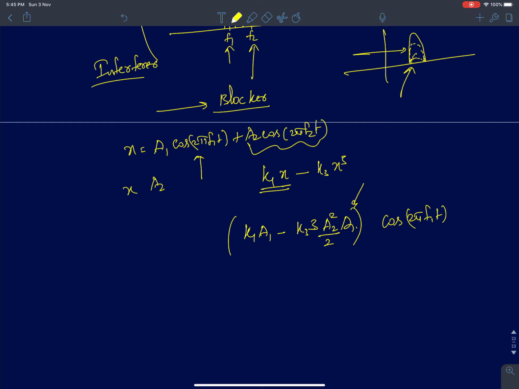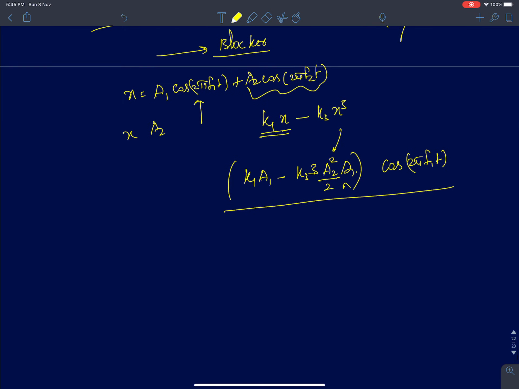So now if you see, this a1 appears in this, a2 actually appears in the gain of the desired signal. So I can have some value of a2 wherein this function can actually go to 0. So when will that happen? When your k1 equals k3 into 3 into a2 square by 2.